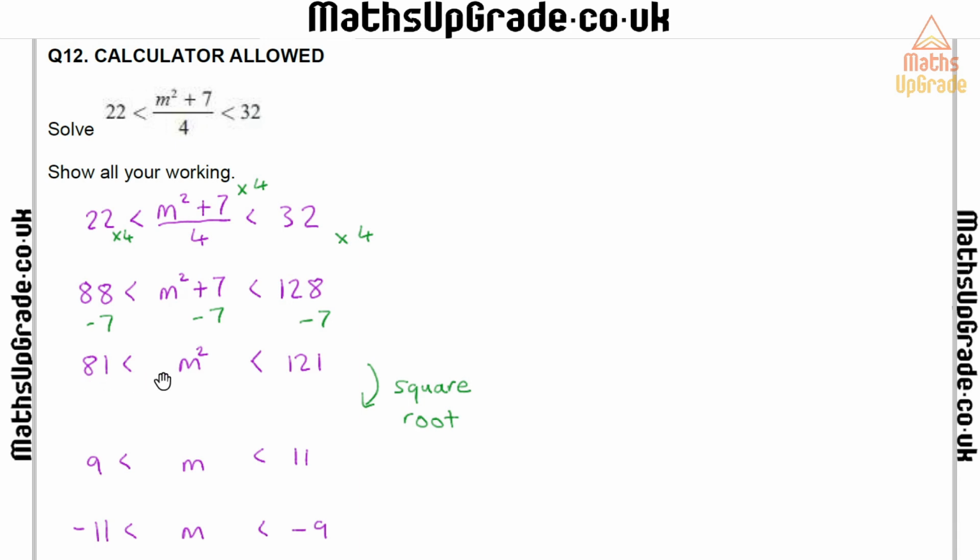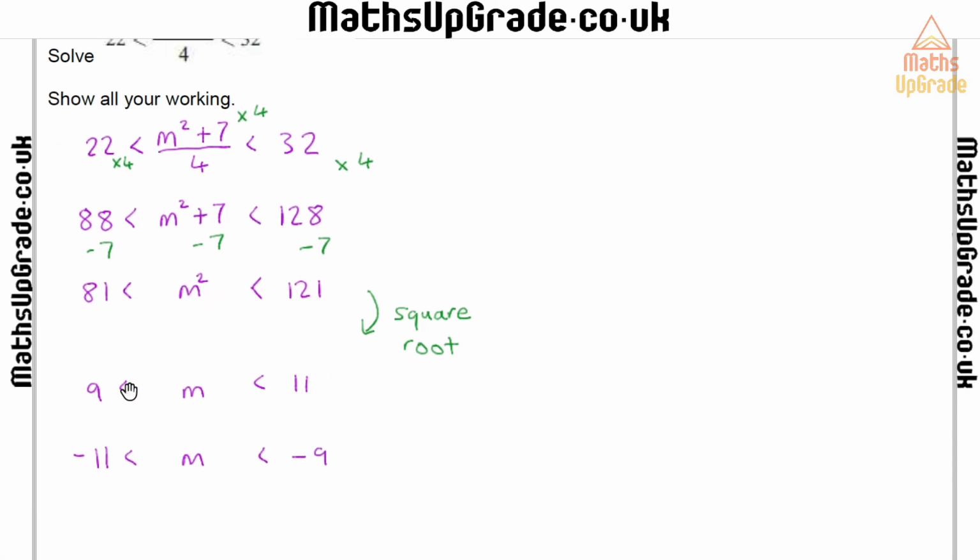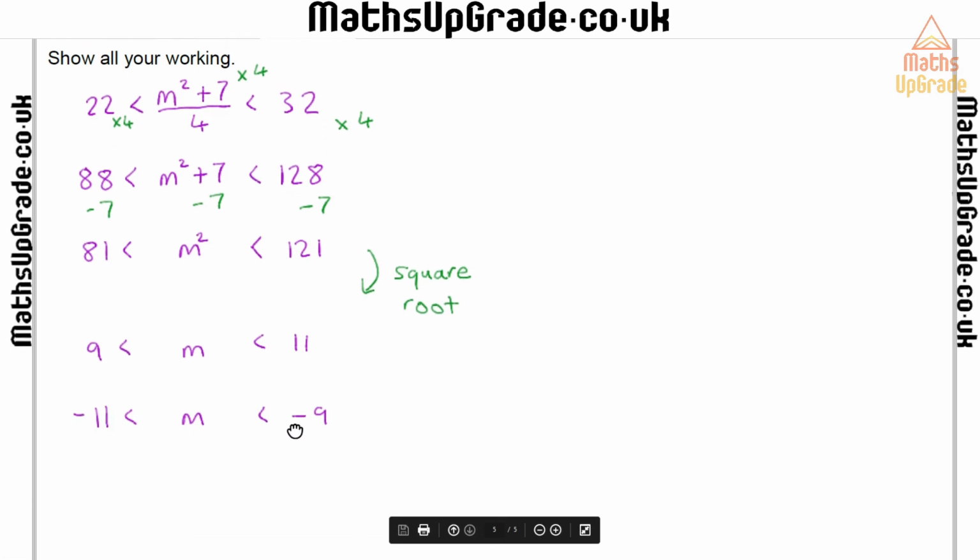That gives me 81, which is less than m squared, which is less than 121. The inverse of squaring is square rooting, so if I square root all sides here, that gives me 9, which is less than m, which is less than 11. Or it could also give me, since when I square root I could have negatives, I could also have the square root of 81 as being negative 9, and the square root of 121, which could be negative 11. I'll put them this way around here, since negative 11 is less than negative 9.